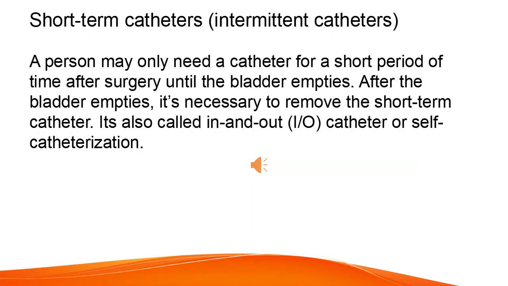Short-term catheters, intermittent catheters. A person may only need a catheter for a short period of time after surgery until the bladder empties. After the bladder empties, it's necessary to remove the short-term catheter. It's also called an in-and-out, I/O, catheter or self-catheterization.